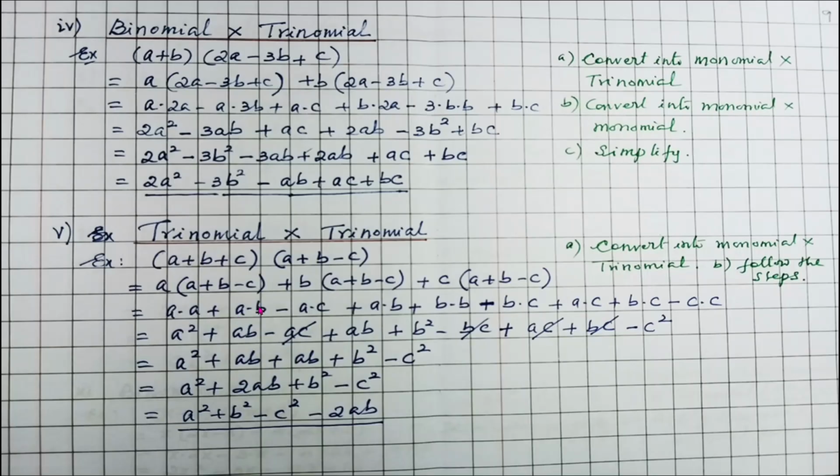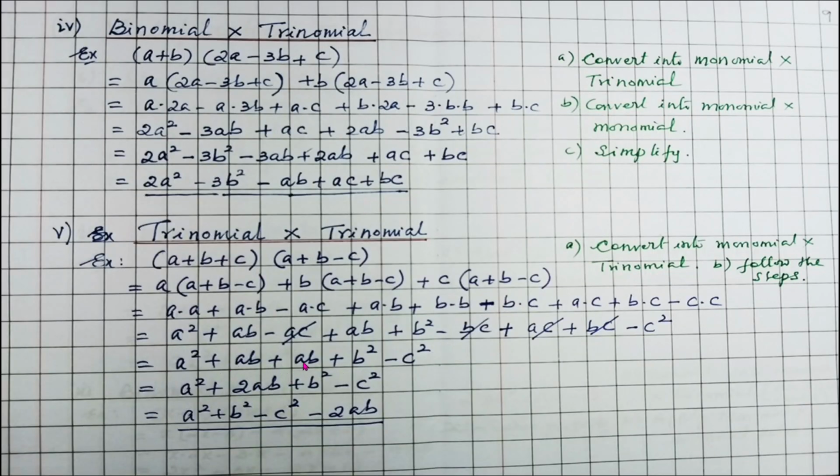A into a is a square, a into b is ab, a into c is ac here, and b into a is ab, b into b is b square, b into c is bc, a into c is ac, b into c is bc, c into c is c square. Now if you observe here, ac is with a minus sign, ac is with a plus sign, we can cancel it, and so also we have minus bc and plus bc, we can cancel it. Therefore the remaining terms are a square plus ab plus ab plus b square minus c square.